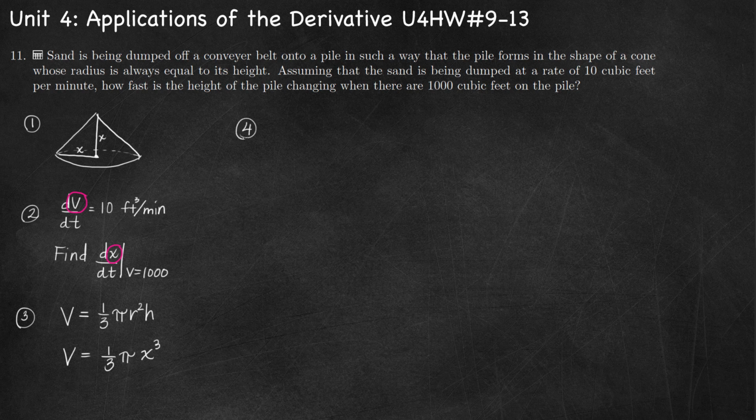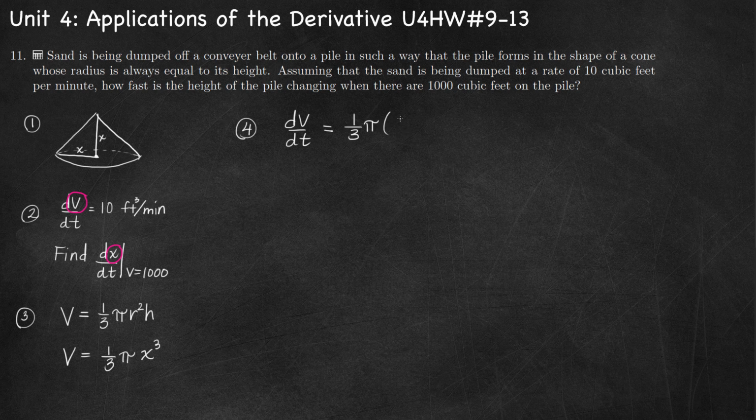Step 4, I'm going to differentiate with respect to time t. The derivative of v is 1, but that's if it's with respect to v. If it's with respect to t, it'll be 1 times dv dt, or just dv dt. So the derivative of v with respect to time is dv dt, equals, now I need the derivative of 1/3 pi x cubed. 1/3 pi is a constant, so I'm going to use my constant multiplier rule. So 1/3 pi times the derivative of x cubed.